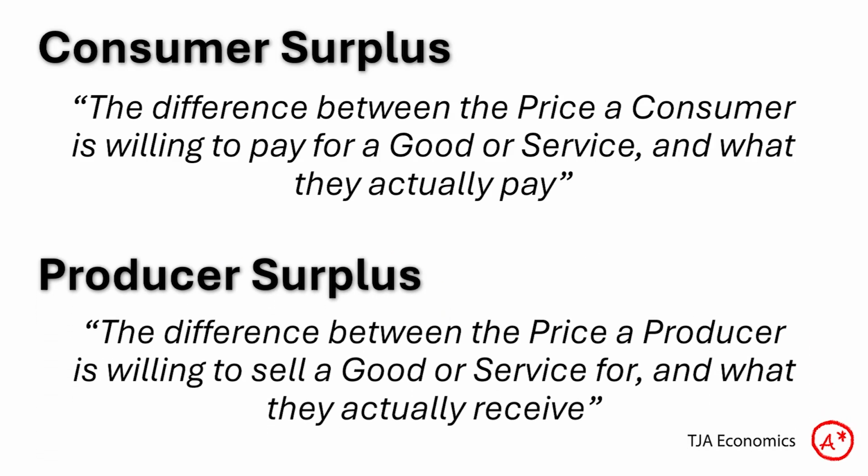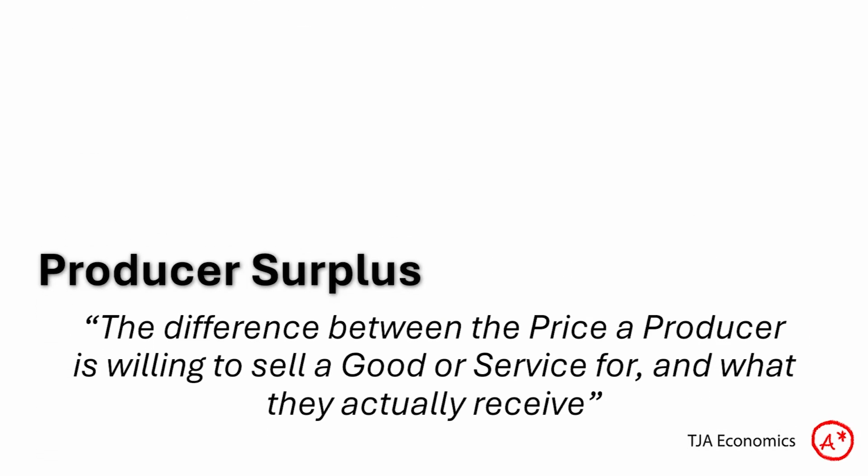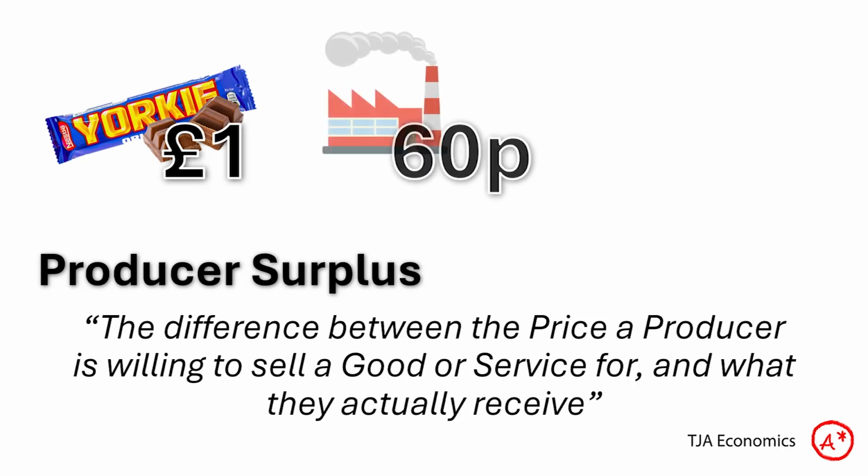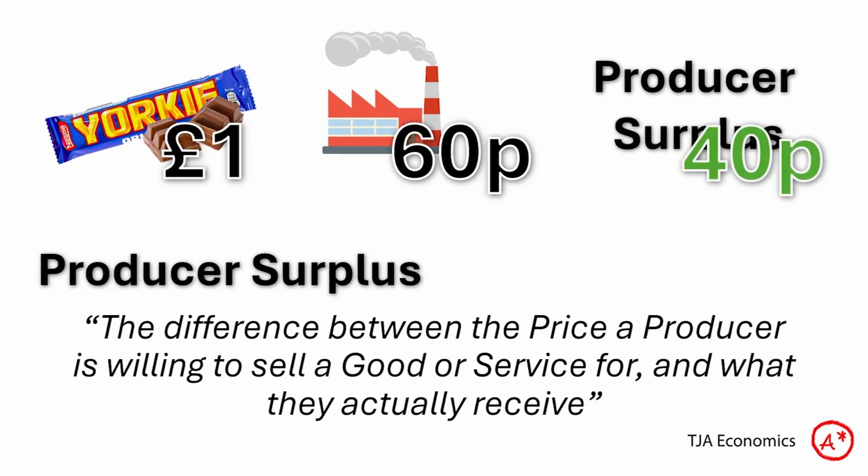Likewise, we can look at producer surplus. Maybe Nestle, the company that makes Yorkies, sell it for £1, but they would be willing to sell it for 60p. That means they have a producer surplus of 40p, because that is the difference between what they are willing to sell it at, 60p, and what they actually receive, £1. So they have 40 pence of producer surplus.